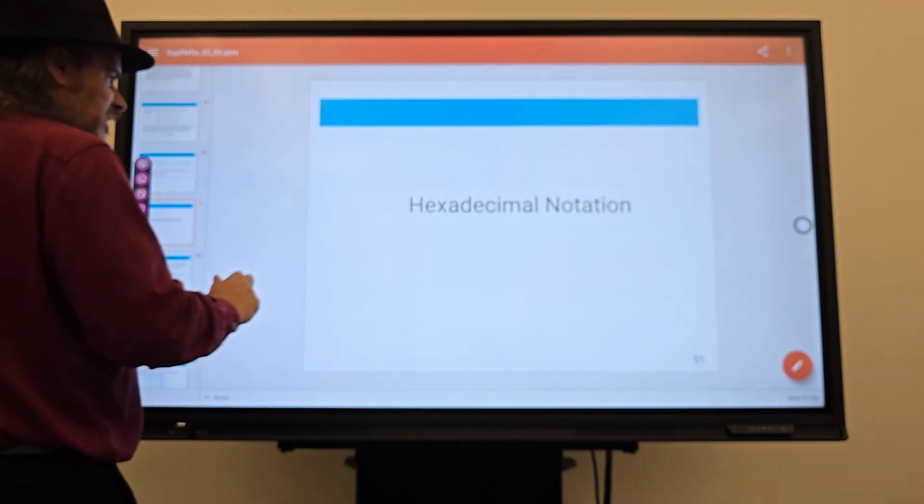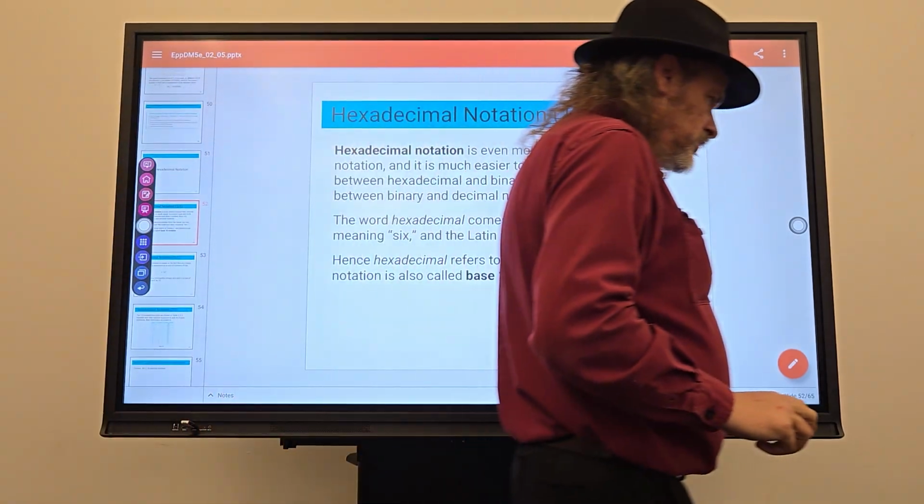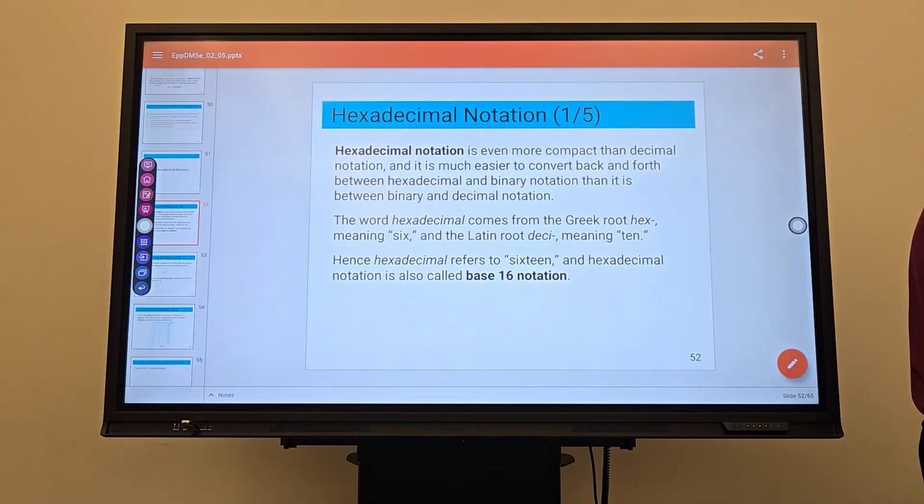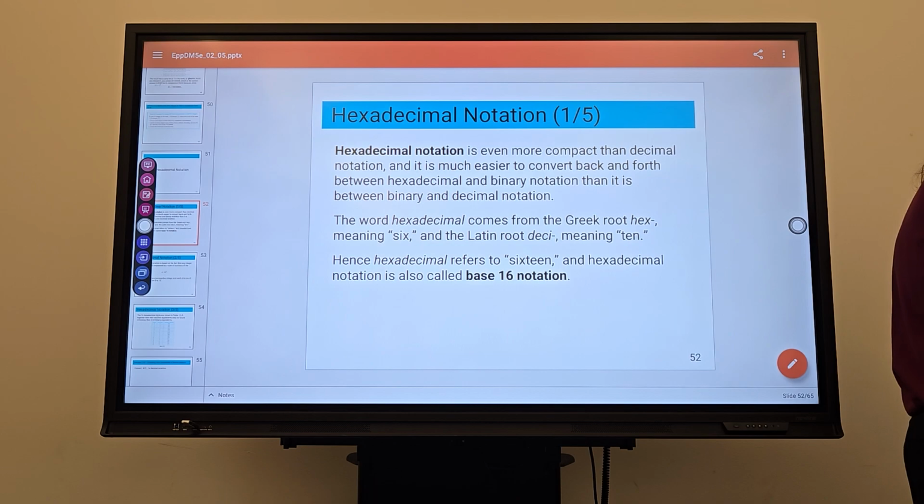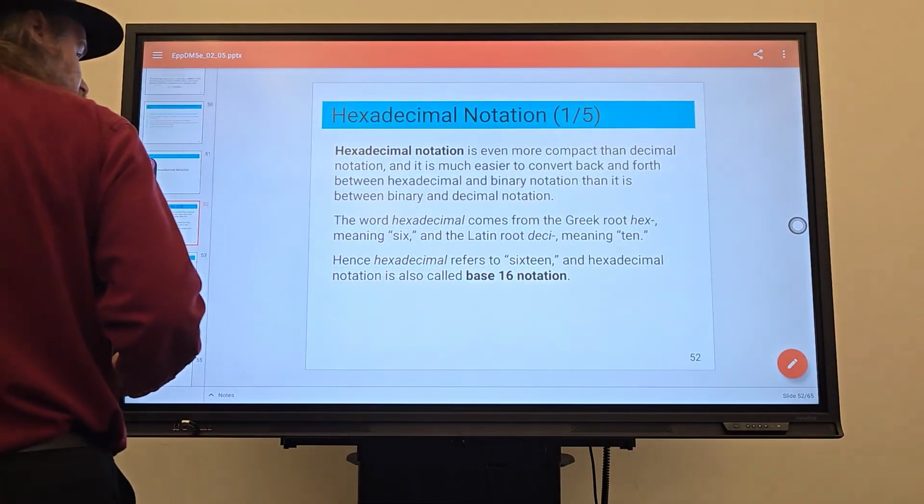Hexadecimal notation, that's base 16. How are we doing on time here? Feels like I got about 9 minutes to cover this. Okay, it's going to be quick.